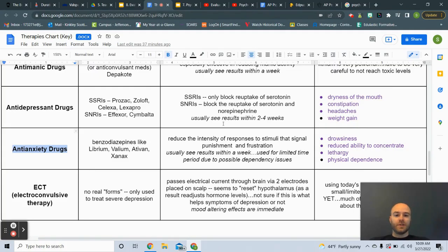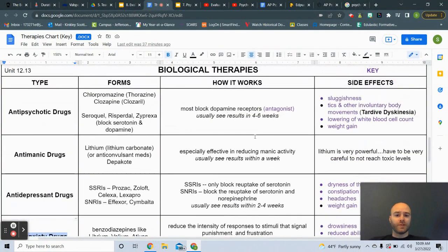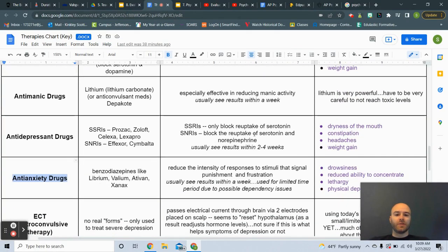Right? So notice that most of these drugs don't take effect for at least up to a week, or 2 to 4 weeks, 4 to 6 weeks, because it takes time for them to build up in the bloodstream and the brain chemistry in your system.